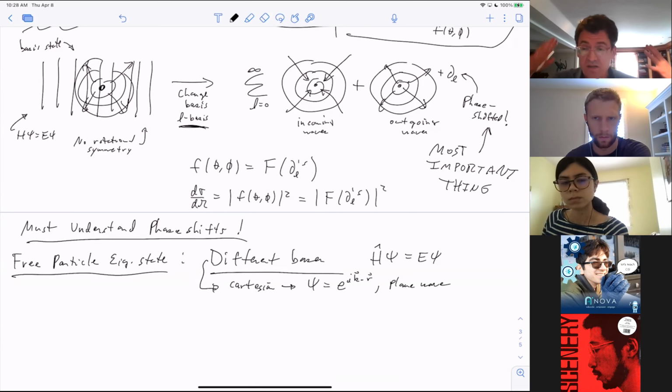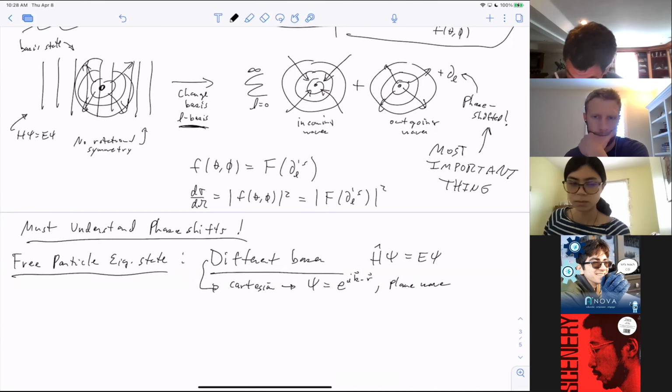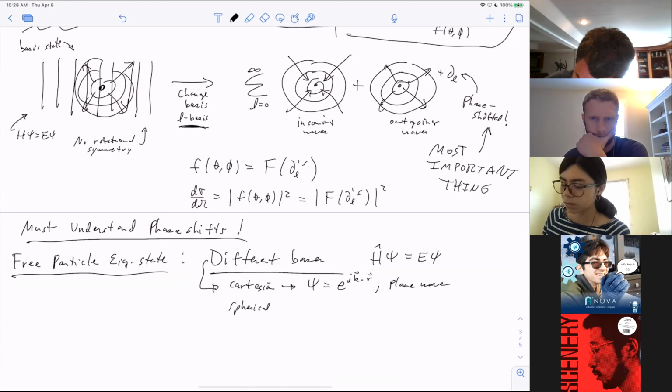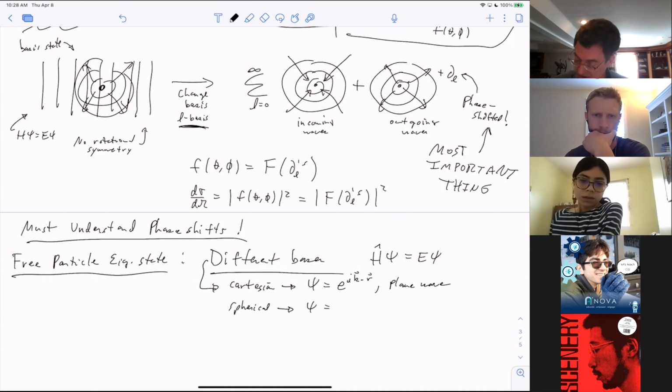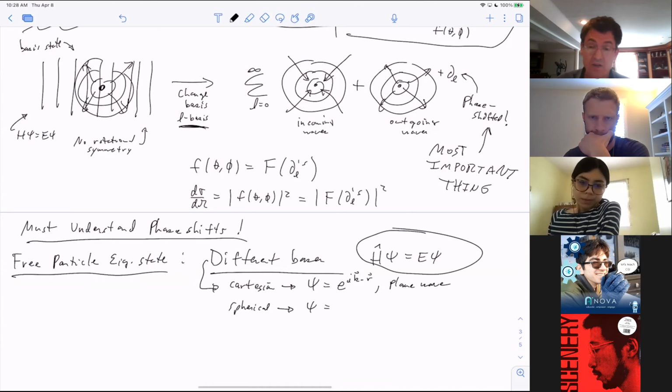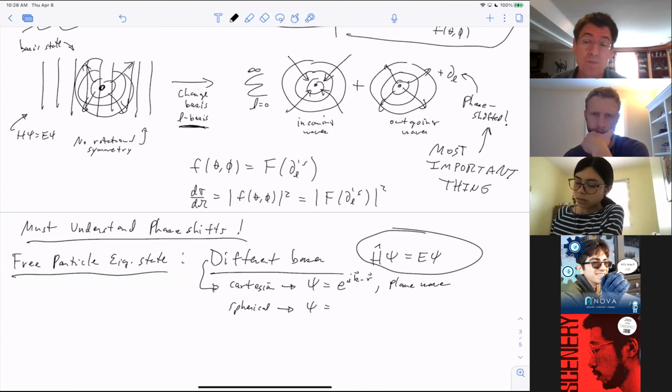Now you're all going, oh yeah, because you all know that. But you could also do it in spherical coordinates, and then psi is something different. Does anybody remember what it is in spherical coordinates? If you just solve the Schrodinger equation, and you all did this, but you might not remember because it's not totally easy to remember. Does anyone remember the eigenstate of a free particle in spherical coordinates after you grind through the Schrodinger equation? You guys remember?